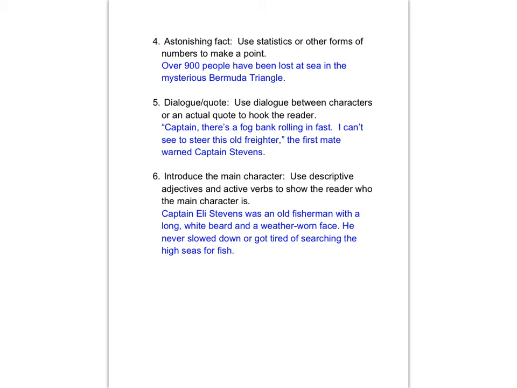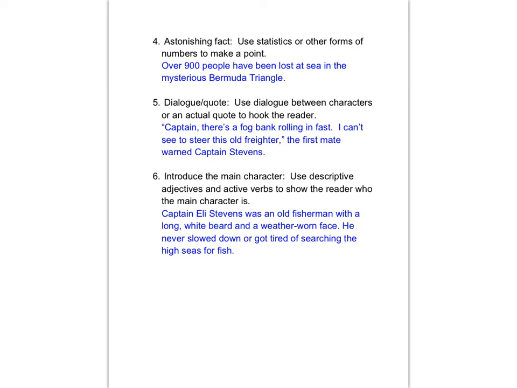Next, we have use dialogue from the characters in your story, or use an actual quote from a real person. So in this particular case, I've created dialogue from a character in a story, and my job is to use that quote to hook the reader in. So here's a character. I haven't named this character other than the first mate, but he's talking to Captain Stevens. Captain, there's a fog bank rolling in fast. I can't see to steer this old freighter, the first mate warned Captain Stevens. So I'm immediately bringing in two characters, the first mate and the captain, and I'm telling you in this very opening lead that there's a problem.